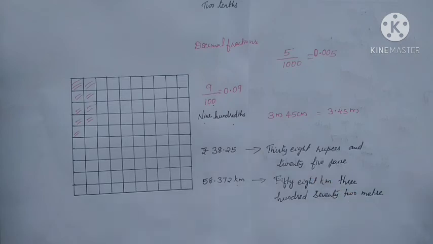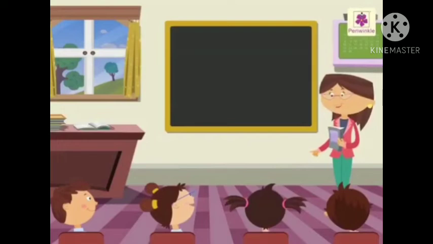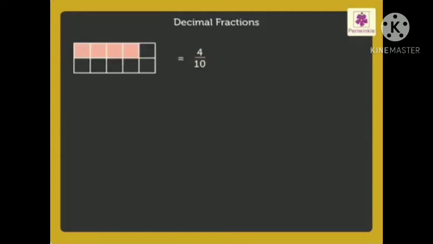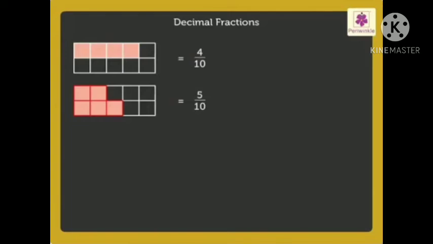Understand? We have already studied fractions. Now, let us look at some interesting fractions. Here, 4 parts out of 10 are colored. That means the shaded region represents 4/10, written as 4 upon 10. If 5 squares are shaded, it represents 5/10. That is, 5 parts out of 10 are colored and is written as 5 upon 10.